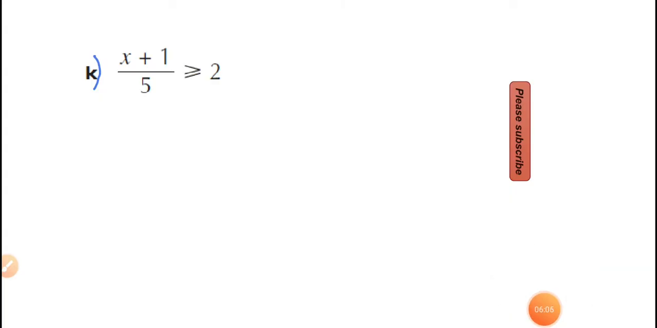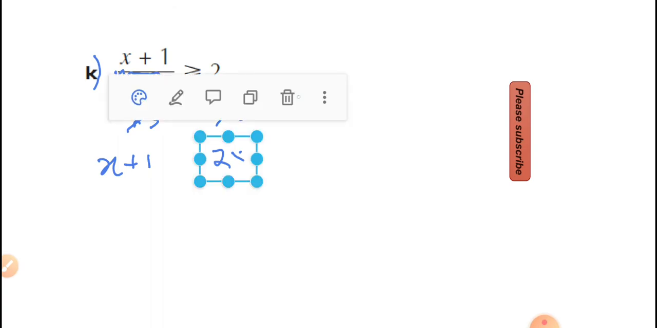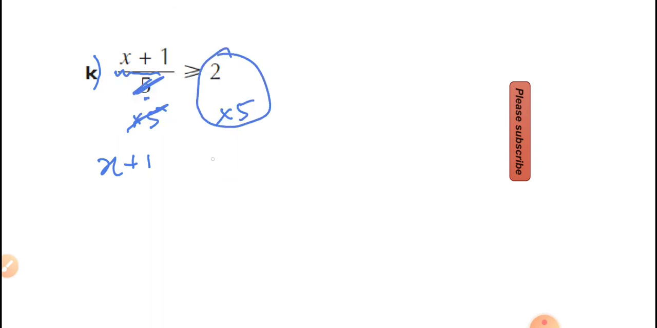So question K now, to get the x on its own, we have to get rid of this divide by 5 by timesing both sides by 5. So we times the left hand side by 5 and the right hand side. So on the left hand side, the divide 5 and the times 5 cancel out. So there's not even a need for this fraction line anymore. So we just have x plus 1 on the left, and on the right hand side we have 2 times 5, which is 10, and then just copy the sign down.